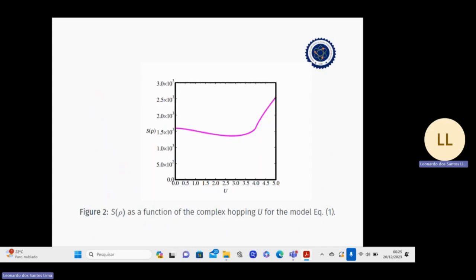In Figure 2, I show the behavior of the von Neumann entropy as a function of potential interaction U, where I obtain the minimum of the von Neumann entropy near the point of 3.5 for the potential interaction. And after that, the entropy starts to rise.